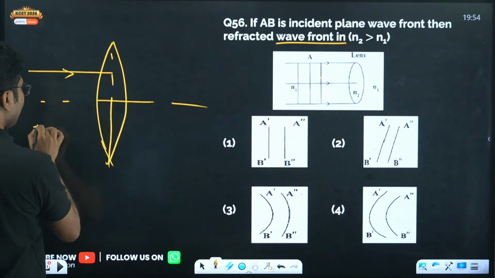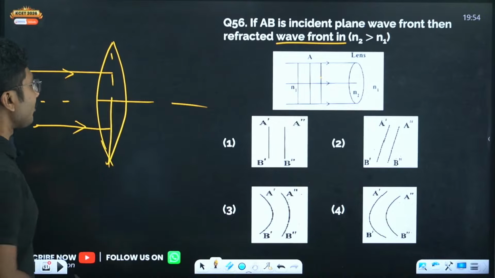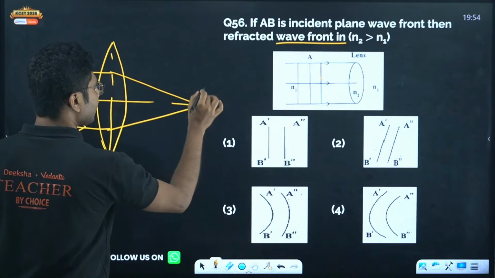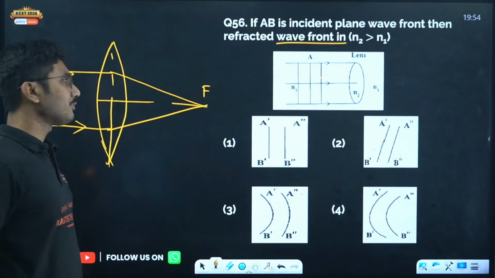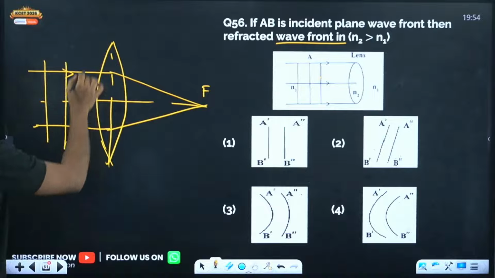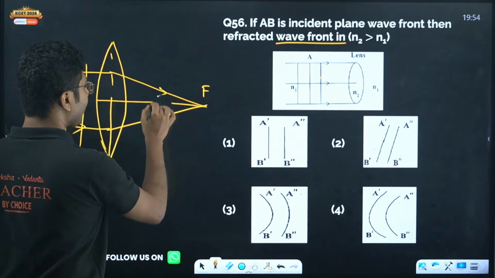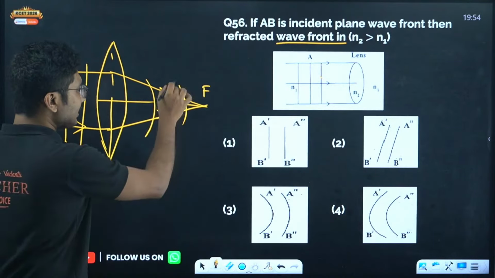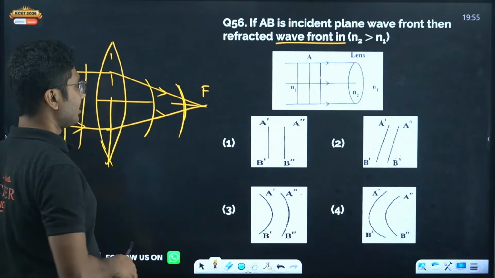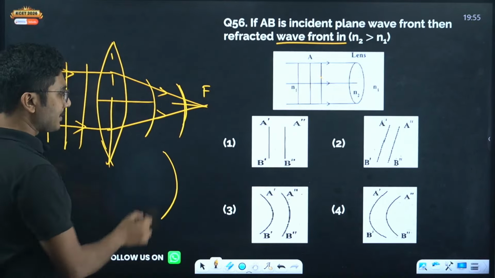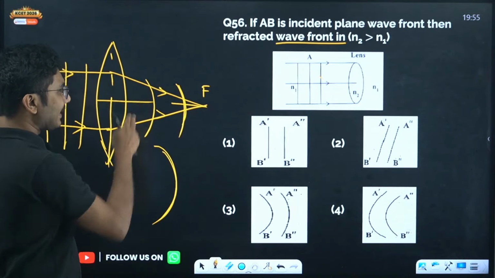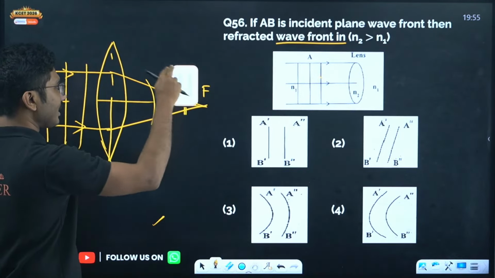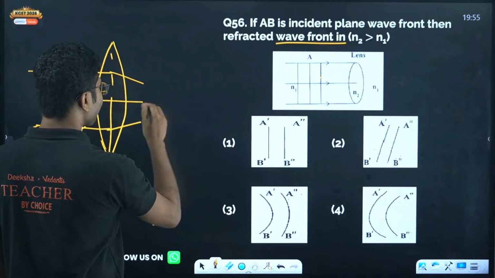Parallel rays falling on a lens. What will happen? It will focus at its focal length. So this is the incident wavefront. What is this wavefront? Is it like this? If this is like this, then where is the center? This is a curved wavefront, which means there has to be a center. Is there a center over here? No. That means this wavefront is not correct. What is correct then?